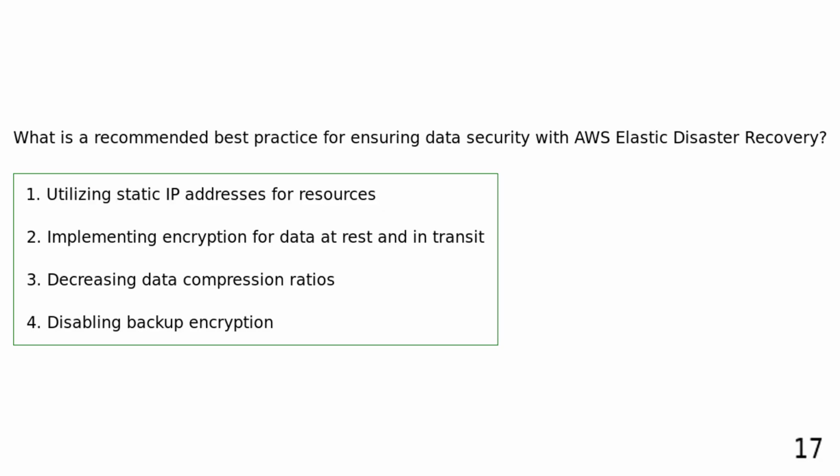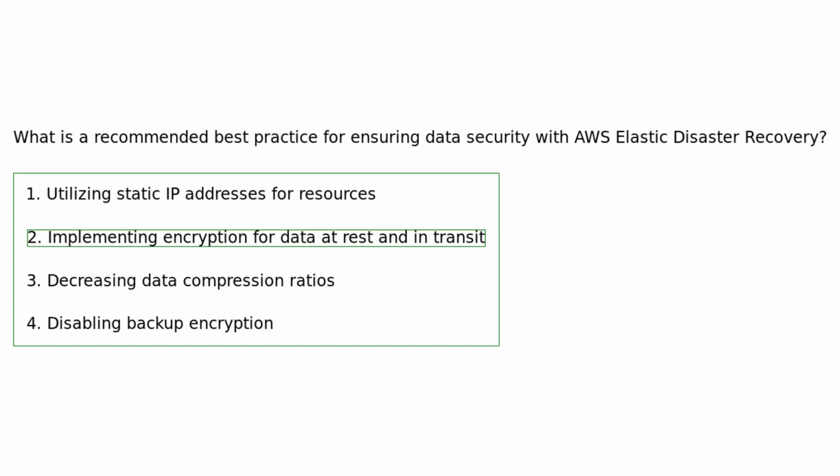Utilizing static IP addresses for resources. Implementing encryption for data at rest and in transit. Decreasing data compression ratios. Disabling backup encryption. Ensuring data security with AWS Elastic Disaster Recovery involves implementing encryption for data at rest and in transit, safeguarding sensitive information during backup and recovery operations.